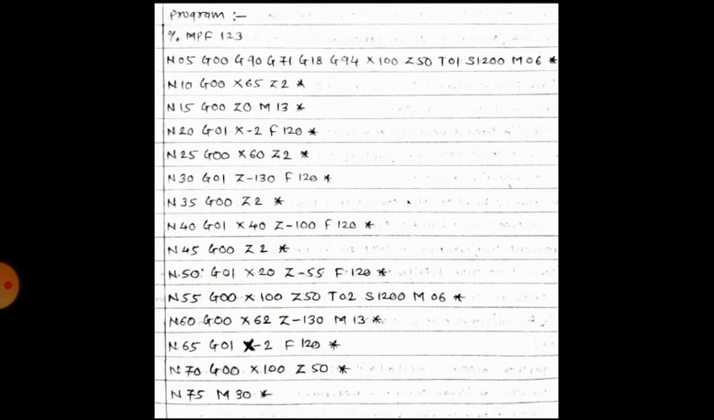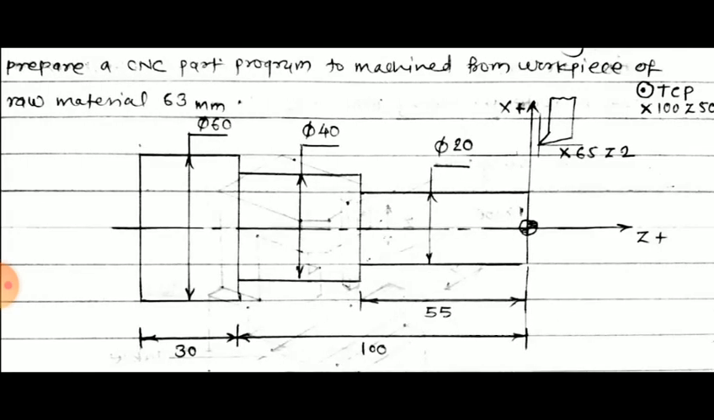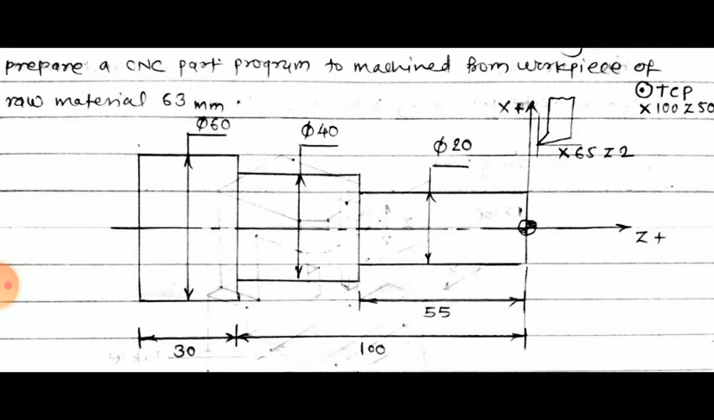So next, after the facing operation, will be N25 G00 X60 Z2. G00 means it is a rapid travel of the tool, no machining operation is carried out, you only have to move the tool from one point to another point. Where you have to reach is X60 Z2. So X60 Z2 means take the tool back to X60 and Z2 for making diameter 60.